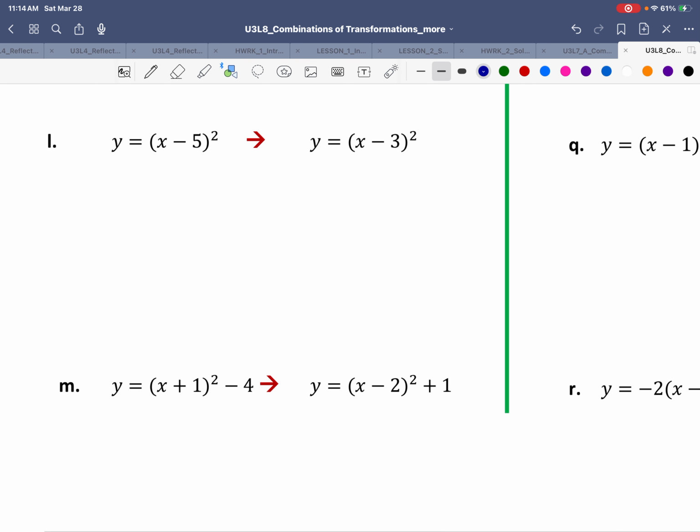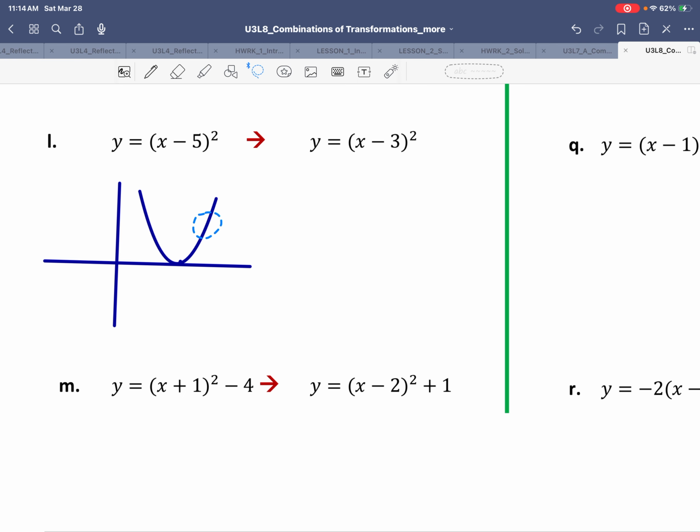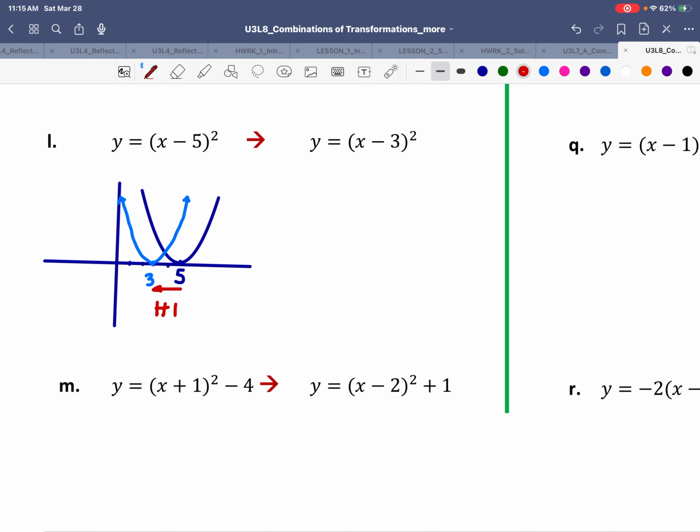Now, if you have y equals x minus 5 squared, let's take a look at this. That means that we're going to have a parabola, horizontal translation of 5 units to the right. What we want to create is a horizontal translation of 3 to the right. So if you are at 5 here, we are trying to get to 3. So what that means is that we're going to have the exact same parabola now, but moved horizontally. So to go from 5 to 3, we have to move horizontally 2 to the left. Therefore, we're going to say a horizontal translation of 2 to the left is needed.